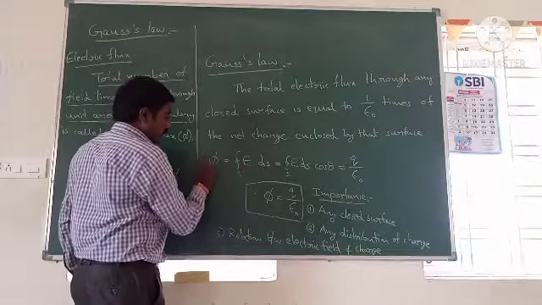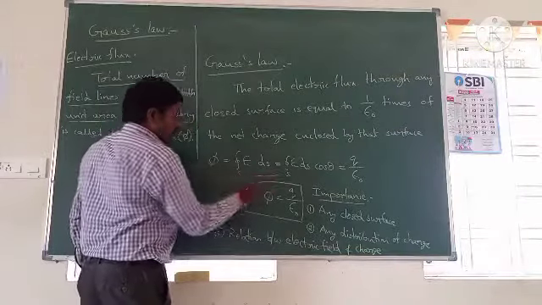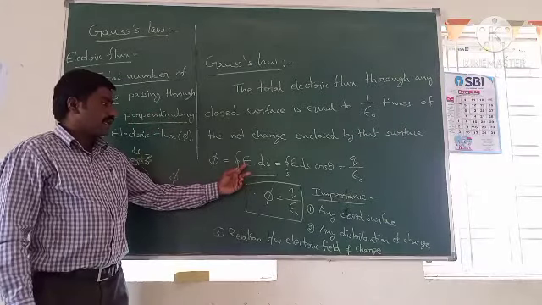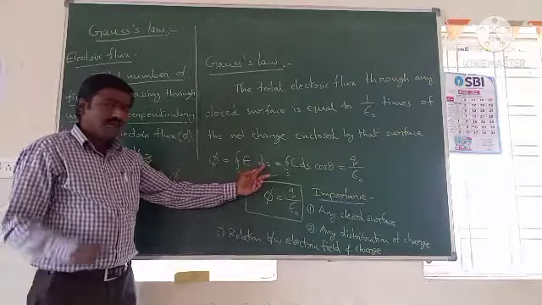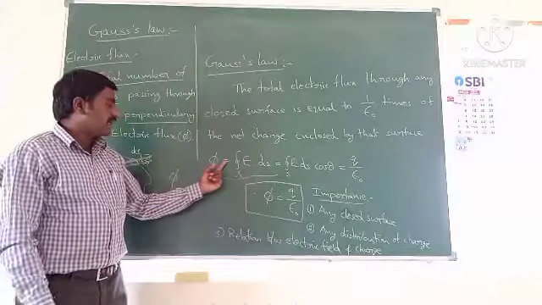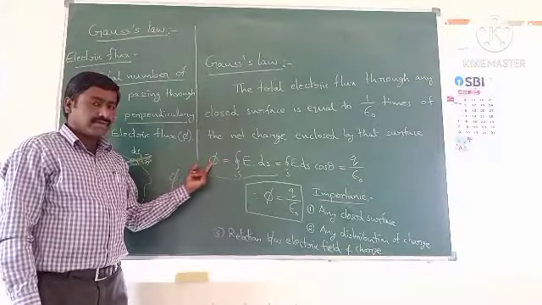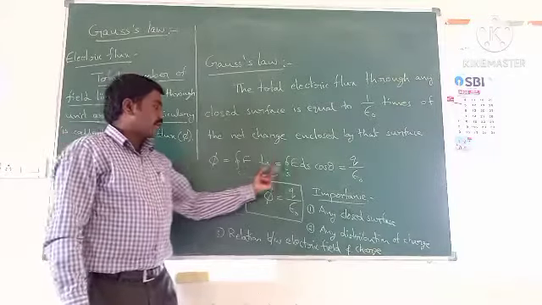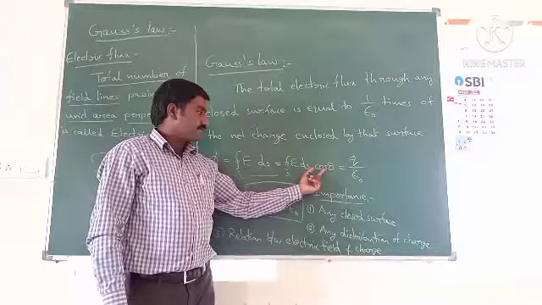So what is the meaning of this? The total number of electric lines of force passing through unit area perpendicularly is called electric flux. Now, if you remove the dot product, you get E ds cos theta.